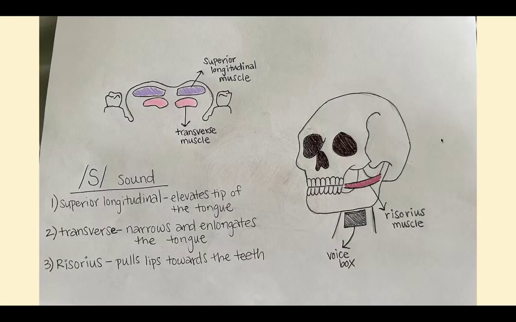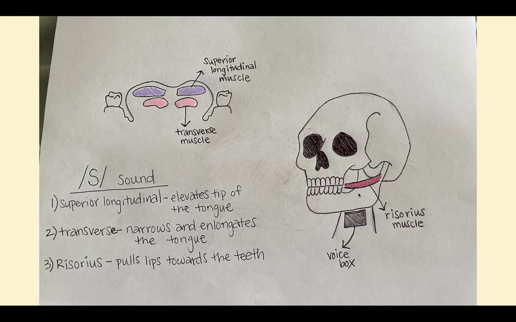So now we're going to talk about three muscles specifically that go into articulation to make a specific sound. So in the top, we have our tongue, and then on the bottom, those are our teeth on each side of it. And the purple muscle, this is called the superior longitudinal. It elevates the tip of the tongue, or in other words, it brings the tongue tip up in our mouth. The transverse is in pink, and that narrows and elongates the tongue. So in other words, it's making our tongue thinner, so it's not touching our teeth as much, and long.